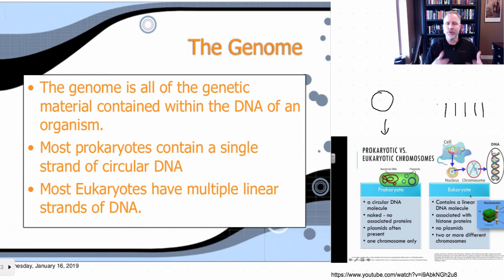Prokaryotic chromosomes are circular. They're both double helices, consisting of the two strands and so forth. And then there's some other aspects of this. The DNA in a prokaryotic cell is typically referred to as naked. In other words, it's not associated with any proteins or any histones or anything like that.